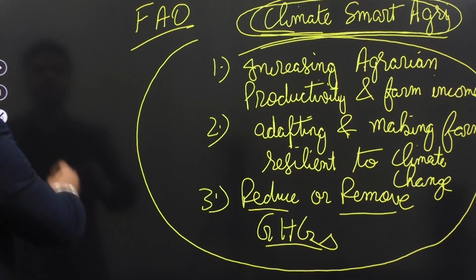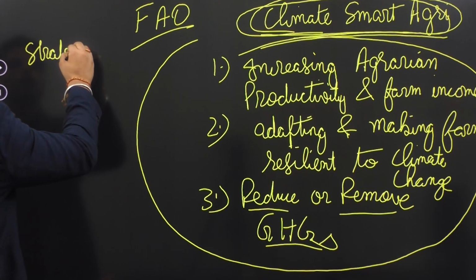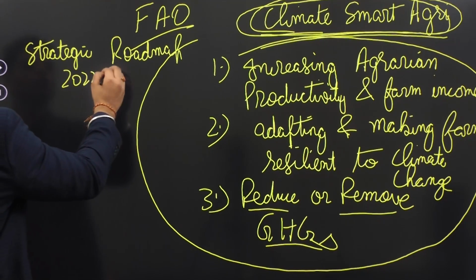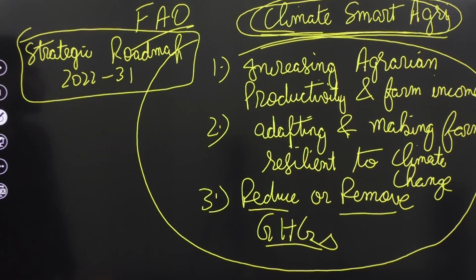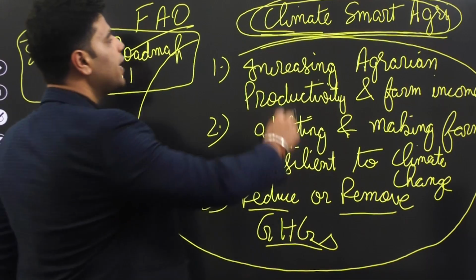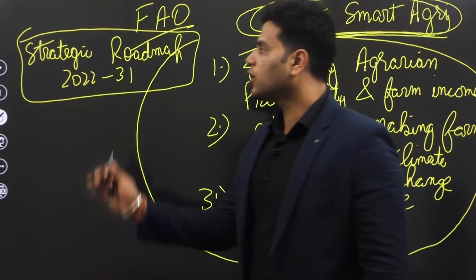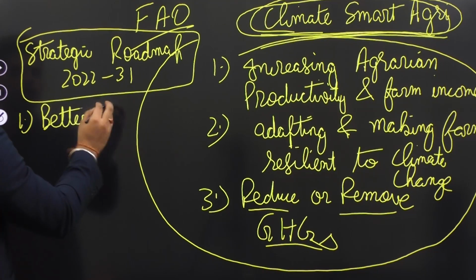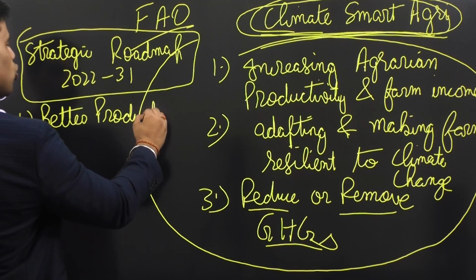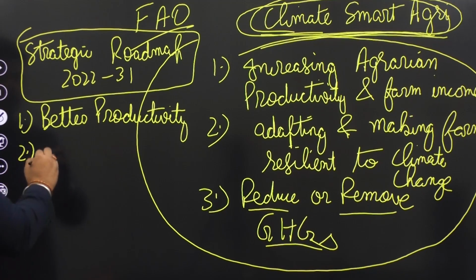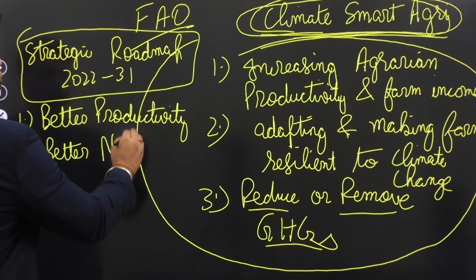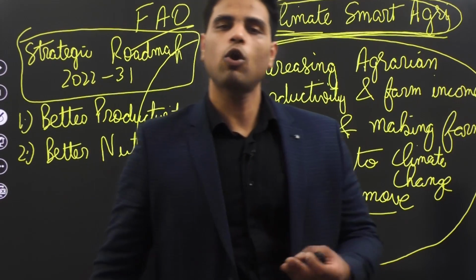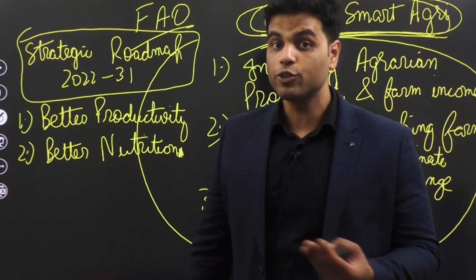You know, the Food and Agriculture Organization also has a strategic roadmap, 2022 to 31. This is the Food and Agricultural Organization strategic roadmap, and this roadmap actually endorses climate smart agriculture. You know what are the 4 major aims of the strategic roadmap? What are they trying to do? They want better productivity. That means more production of food, better nutrition, because overuse of pesticide has actually hampered the nutritional quality of your food. It's akin to food poisoning, overuse of pesticides.